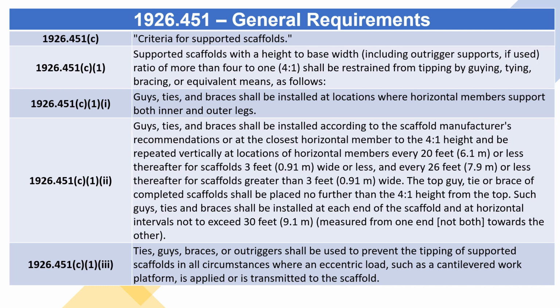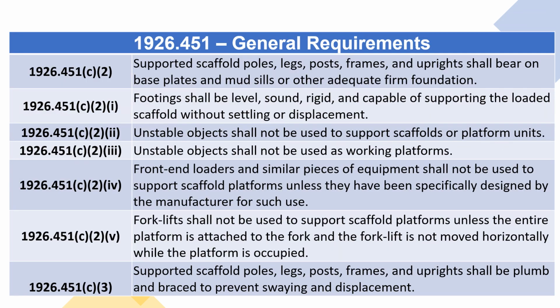1926.451(c)(1)(iii): Ties, guys, braces, or outriggers shall be used to prevent the tipping of supported scaffolds in all circumstances where an eccentric load, such as a cantilevered work platform, is applied or is transmitted to the scaffold. 1926.451(c)(2): Supported scaffold poles, legs, posts, frames, and uprights shall bear on baseplates and mud sills or other adequate firm foundation.